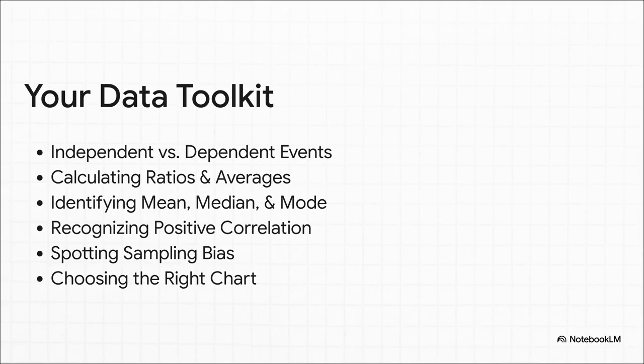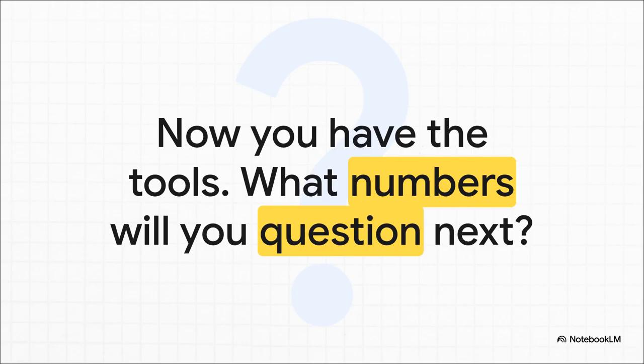You can distinguish between different types of events, you can calculate key stats, and maybe most importantly, you can think critically about how data is collected and presented. This is an absolutely fantastic foundation for making sense of the world. So here's the real takeaway. You now have the tools. You have the framework to look at the world just a little bit differently. To not just accept a statistic you see at face value, but to actually be curious about it. To ask, hey, where did that come from? How was it measured? And what story is it really trying to tell? The numbers are out there waiting. So what will you question next?